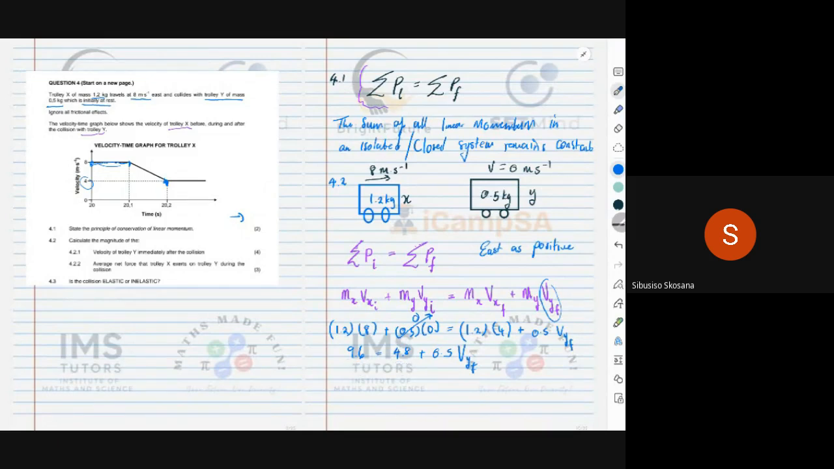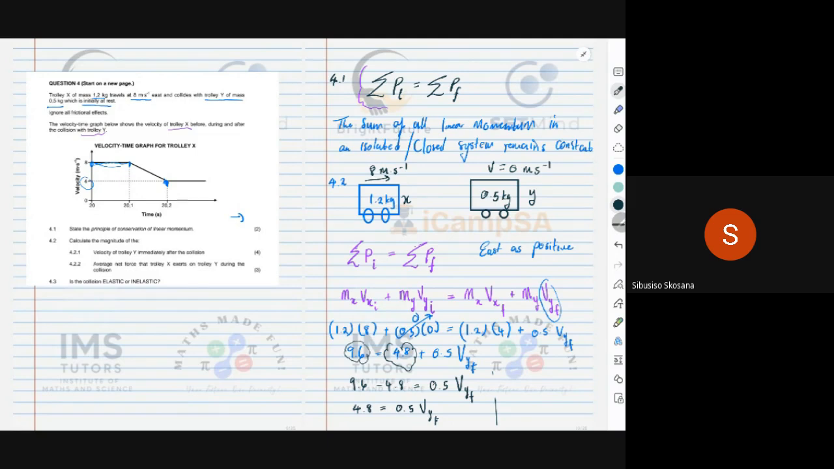Like terms. So here, this and this. You can take 9.6 minus 4.8, equals 0.5 vf. Let's see, 9.6 minus 4.8 is going to be 4.8, equals 0.5 vf. Okay, then the final answer is going to be, you divide both sides.